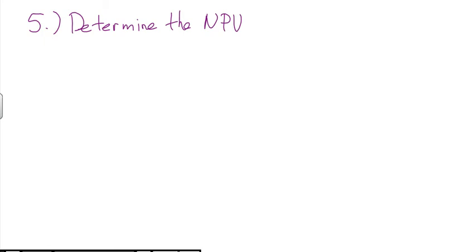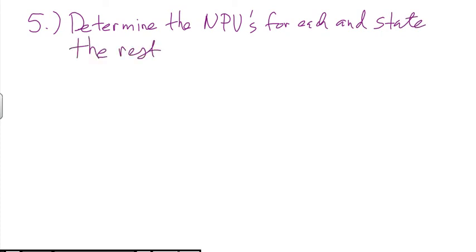Determine the non-permissible values for each and state the restrictions. Restrictions, you never talked about restrictions, you talked about non-permissible values. Now we have to not only determine them, but we have to state the restrictions. Okay, I'll show you what that is. It's actually pretty much one and the same thing.